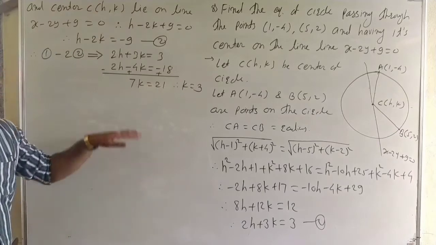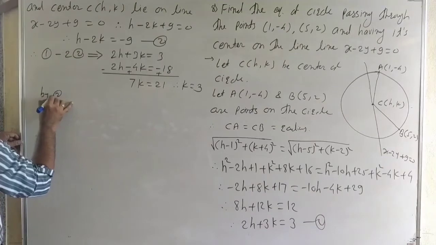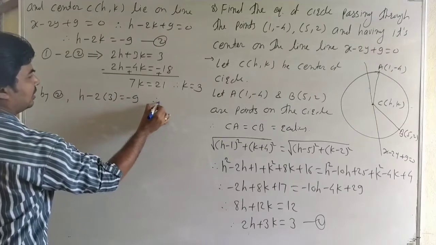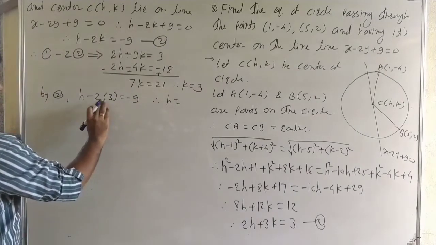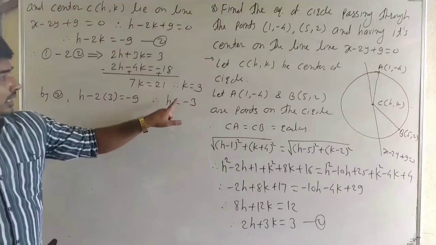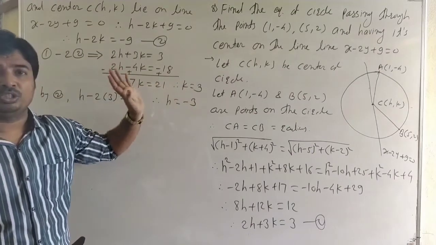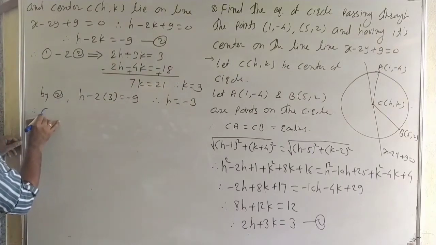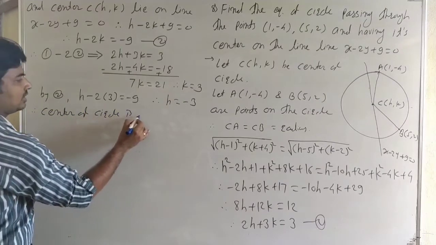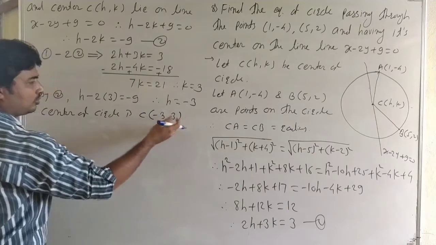Therefore k is equal to 3. This is the value of k, and by equation number 2, h minus 2 into 3 is equal to minus 9. Therefore h is equal to 6 minus 9, so h is minus 3. Therefore h is minus 3 and k is 3. The center of the circle is C(minus 3, 3).